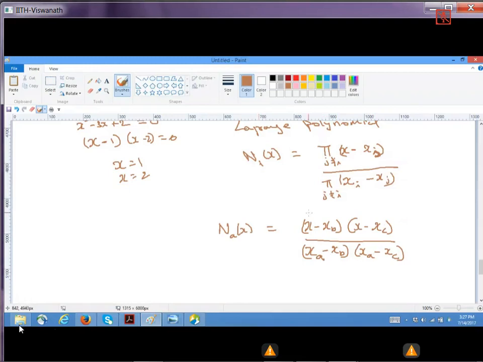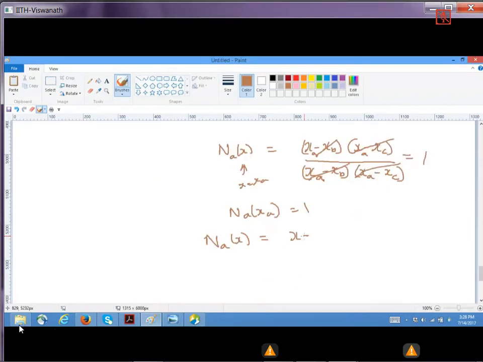So by this, when I substitute x equals xa, this becomes xa, this becomes xa, and these get cancelled, and it is 1. So Na of xa comes to be 1. This is what we also require. And at all other places it passes through that function as zero, since it's a product. So that's the reason we define Na of x as x minus xb, x minus xc divided by xa minus xb, xa minus xc.